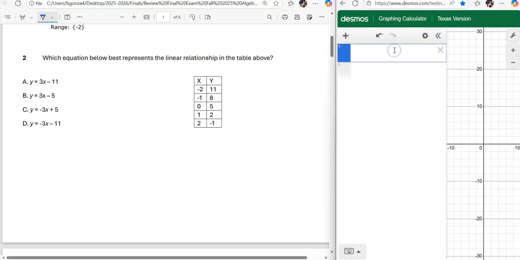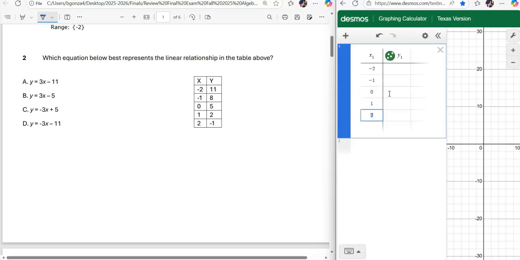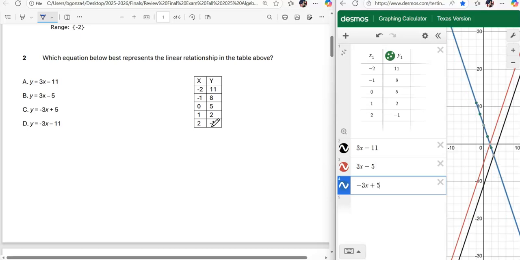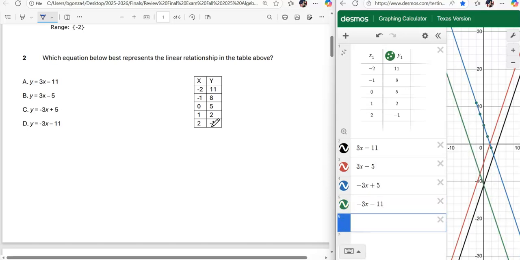So, did you know you can plot points? You can put in a table here. You pick plus, table, and enter -2, -1, 0, 1, 2, and then 11, 8, 5, 2, -1. Looks like it makes a straight line. I can go over here and start typing in these equations. The first one doesn't go through them. Second one doesn't go through them. Third one does. Fourth one does not.